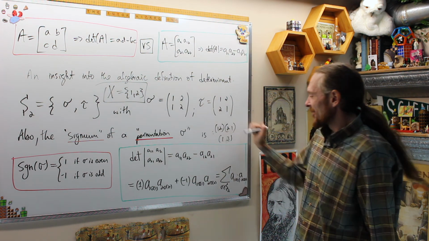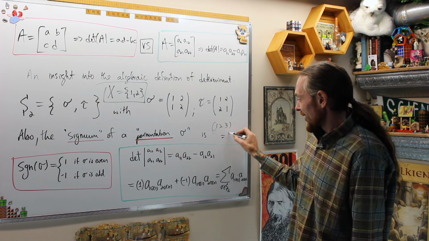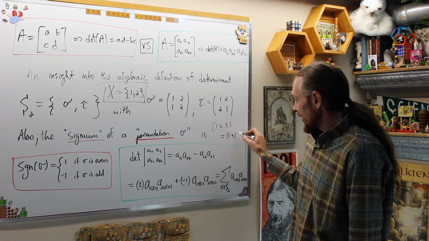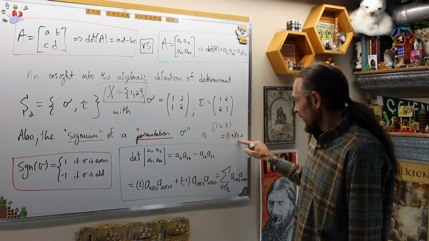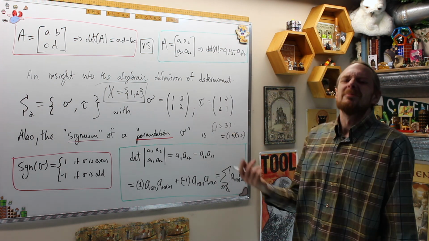It's harder when you only have 2 things. When you have more than one thing, you can have 1, 2, 3. It can be written as 1 goes to 3 and then 3 goes to 2, cleverly. So that's an even permutation in S3. Not going to get into it.